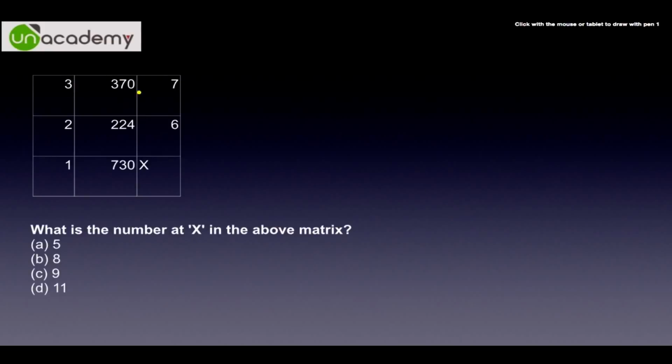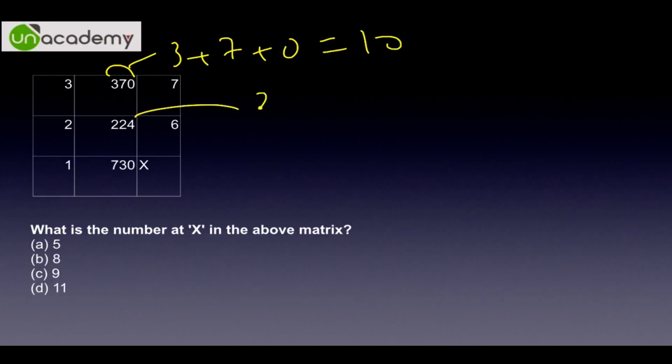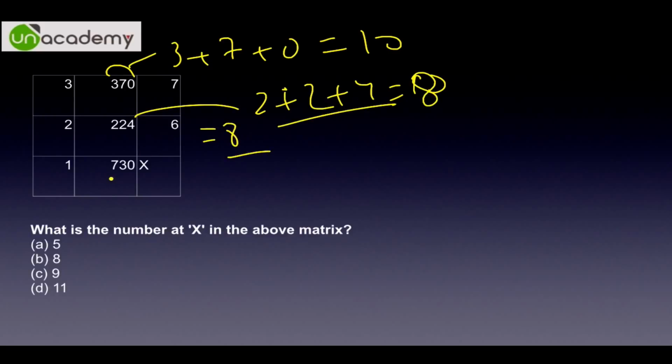In this case, it's a pattern, you have to figure it out. So if you total these, 3 plus 7 plus 0 is equal to 10, then 2 plus 2 plus 4 is equal to 10. Similarly, 7 plus 3 is 10, 6 plus 2 is 8, and it is also 8. So you can see these are matching. So here 7 plus 3 is 10, so 1 plus 9 will be equal to 10. So the answer is C.